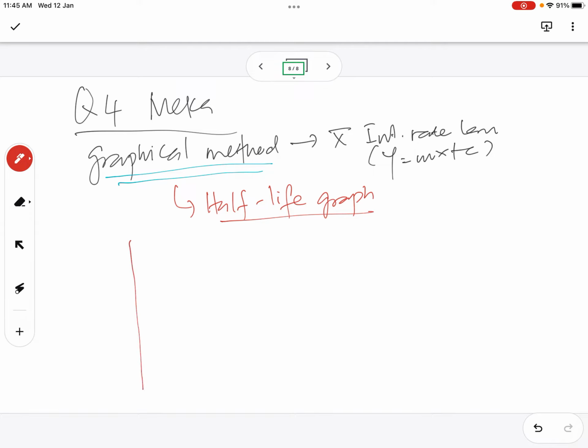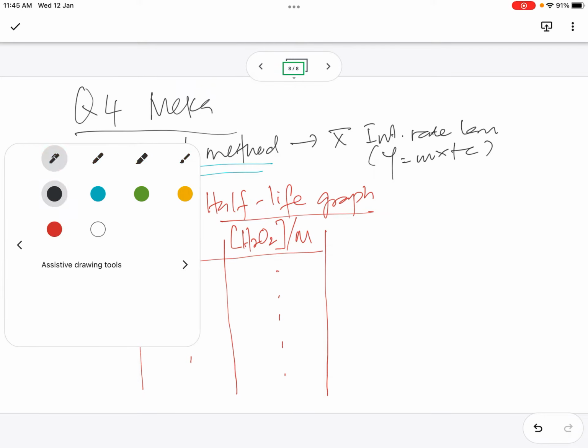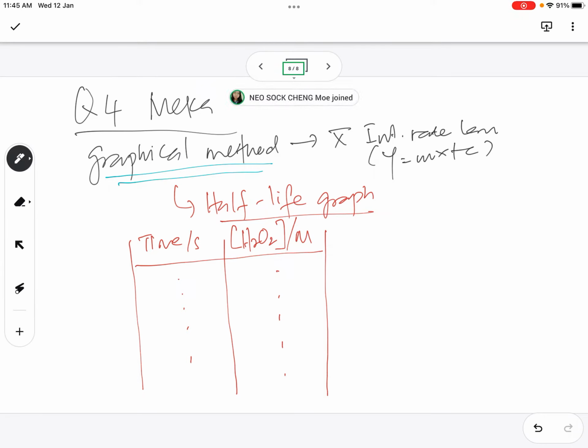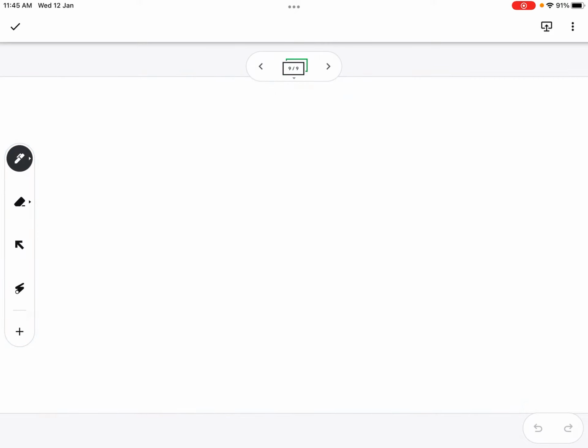Okay, so this is what is given in the question. They give you time in seconds, and they give you the H2O2 concentration in molar. Here they give the data and here they give the data. What is the first step you should do? You have to plot a graph. I go to the next slide, slide number 9.